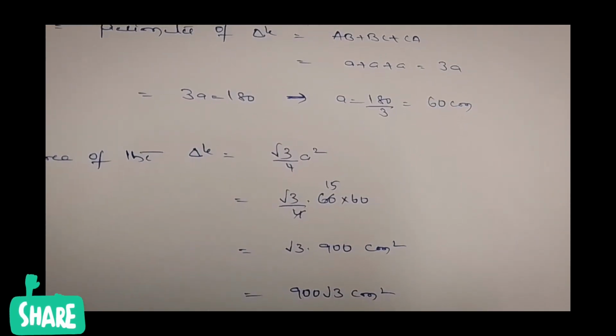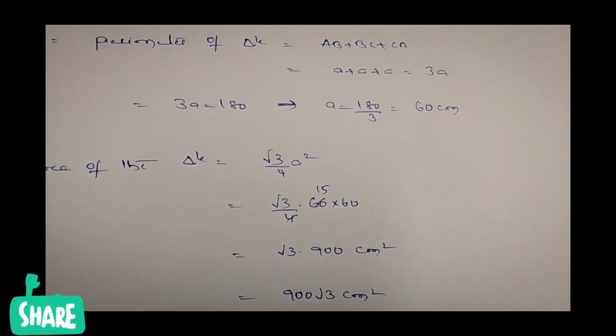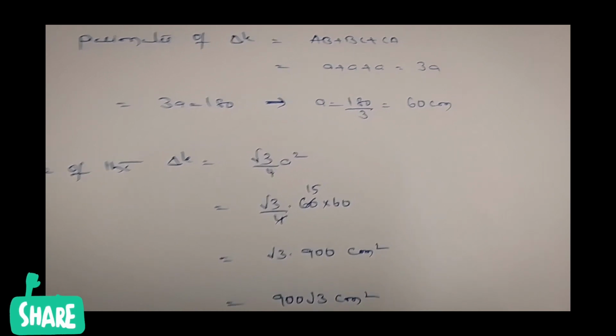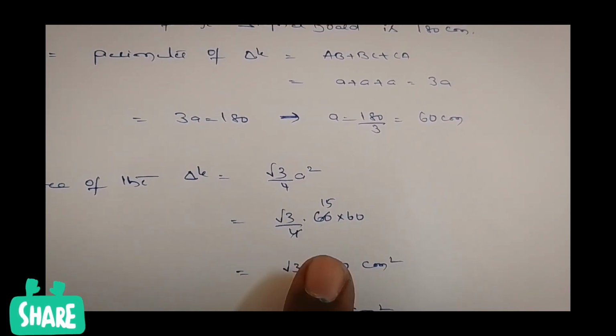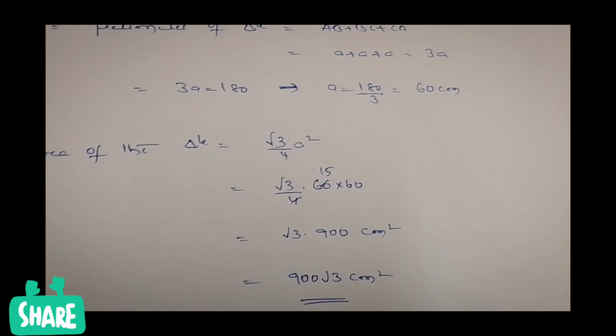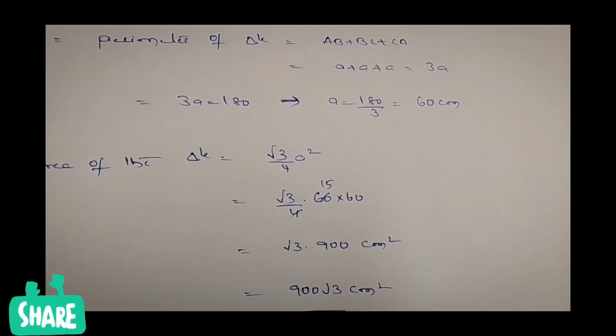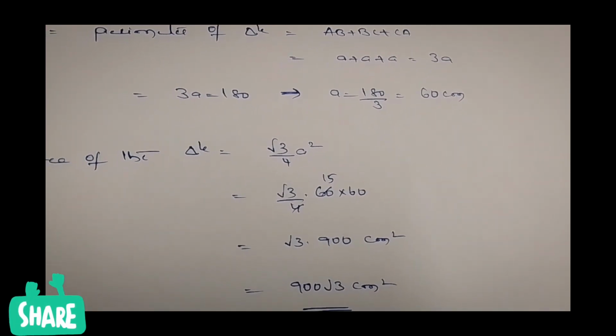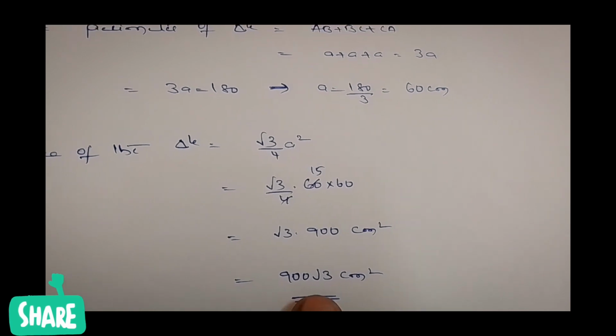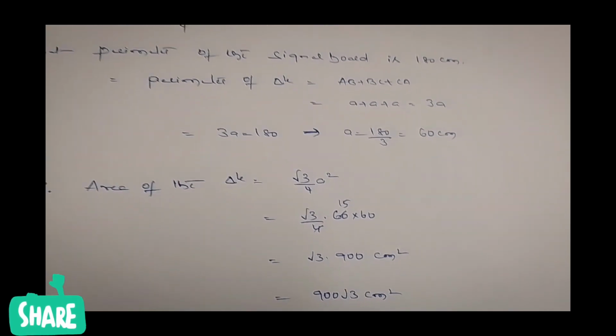So what do we get? Root 3 by 4 into A squared, which means 60 into 60. Simplify, where 4 will cancel into 60, 15 times. So we get root 3 into 900, since 15 into 60 gives 900. So that equals 900 root 3 square centimeters.